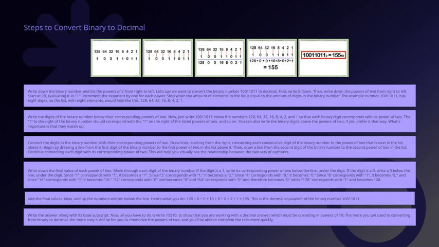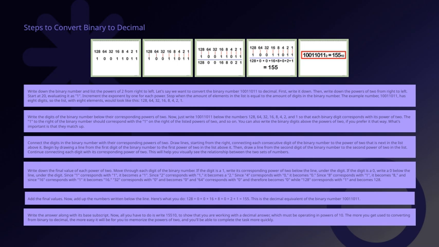We begin at 2 to the 0 power, which is 1, then 2 to the first power, which is 2, then 2 squared, which is 4, and so on, increasing the exponent by 1 each time. Since our binary number has 8 digits, we need 8 corresponding powers of 2. So from right to left, those are 1, 2, 4, 8, 16, 32, 64, and 128.